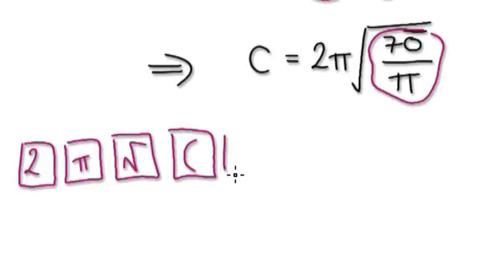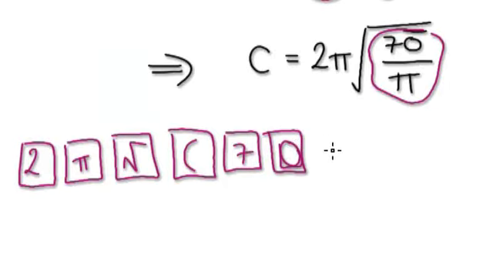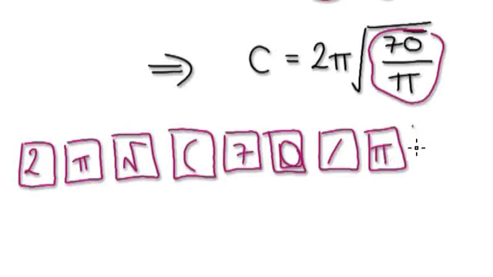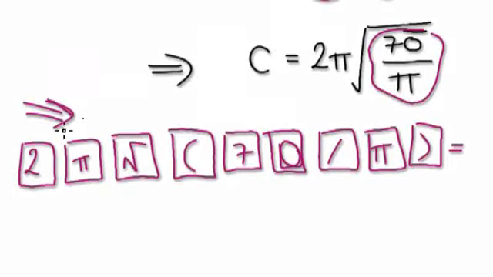So the next step would be 7, and then you would punch 0, and then you would punch the divide button, and then you would punch pi. And then you would close it off with the close bracket, and then that's it, I think. Yeah, and then you would press equal. So it really depends on your calculator. Okay, ask your teacher if you get stuck on this, because they need to look at your calculator. But with me, just leave it as this: C equals 2 pi root 70 over pi. That would be the circumference. Okay.